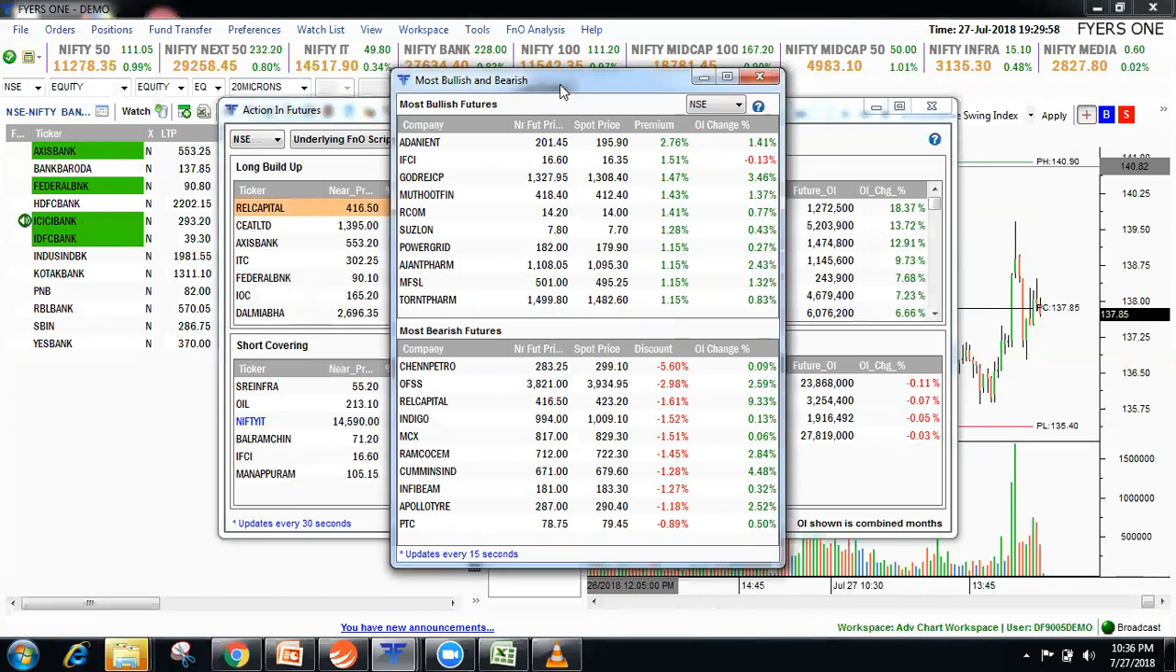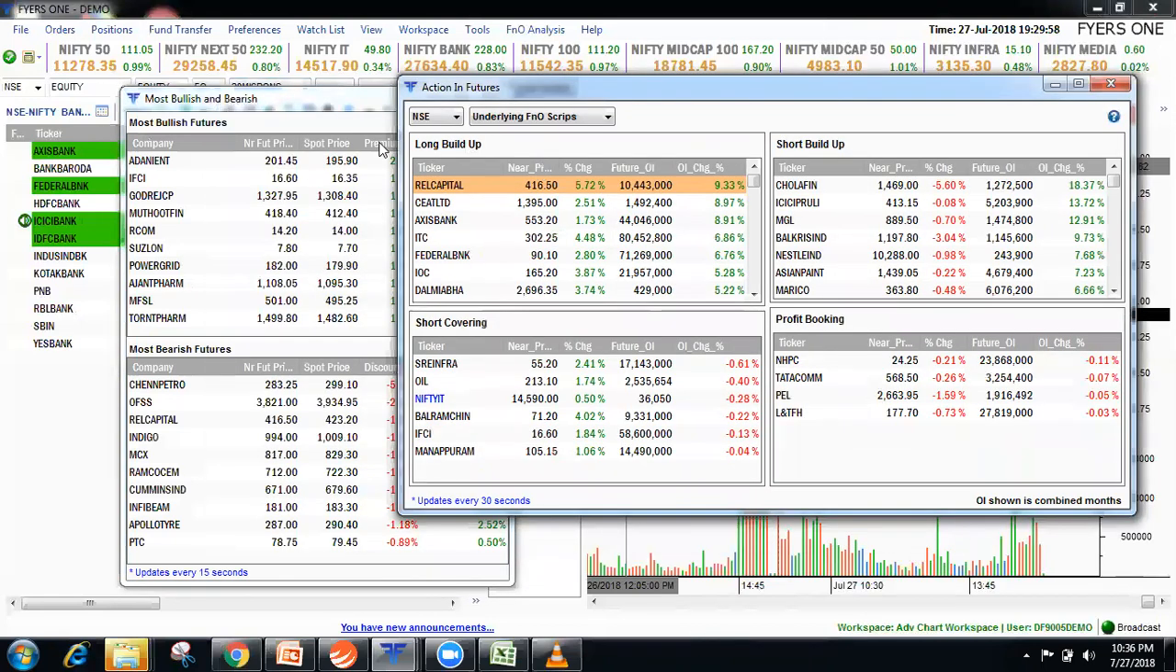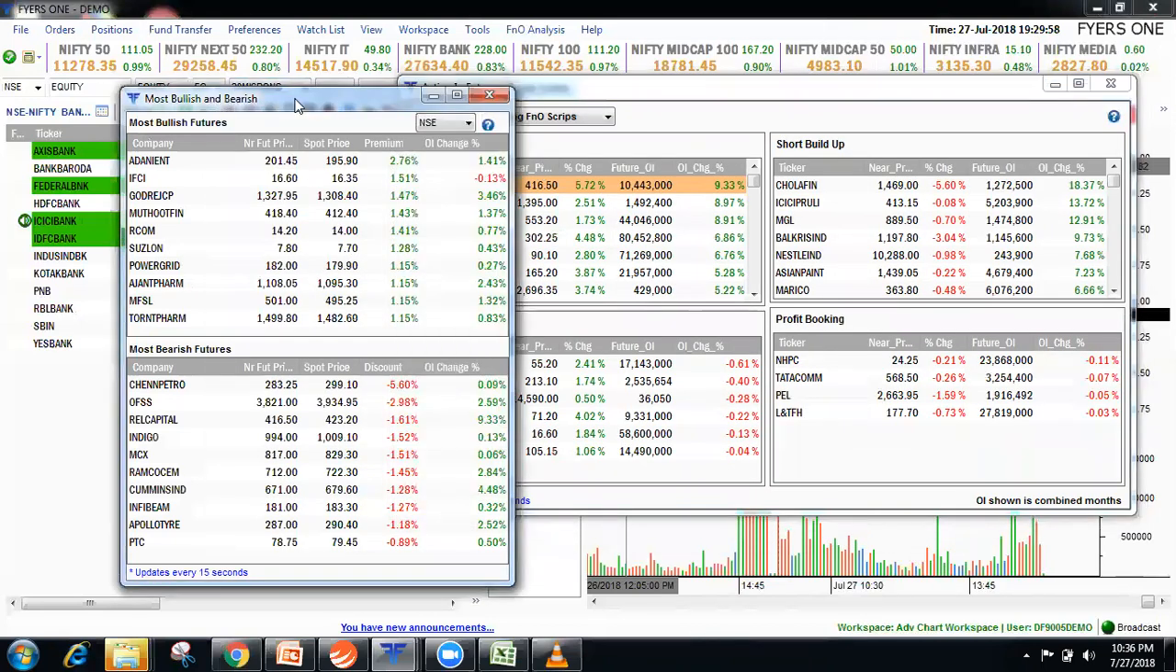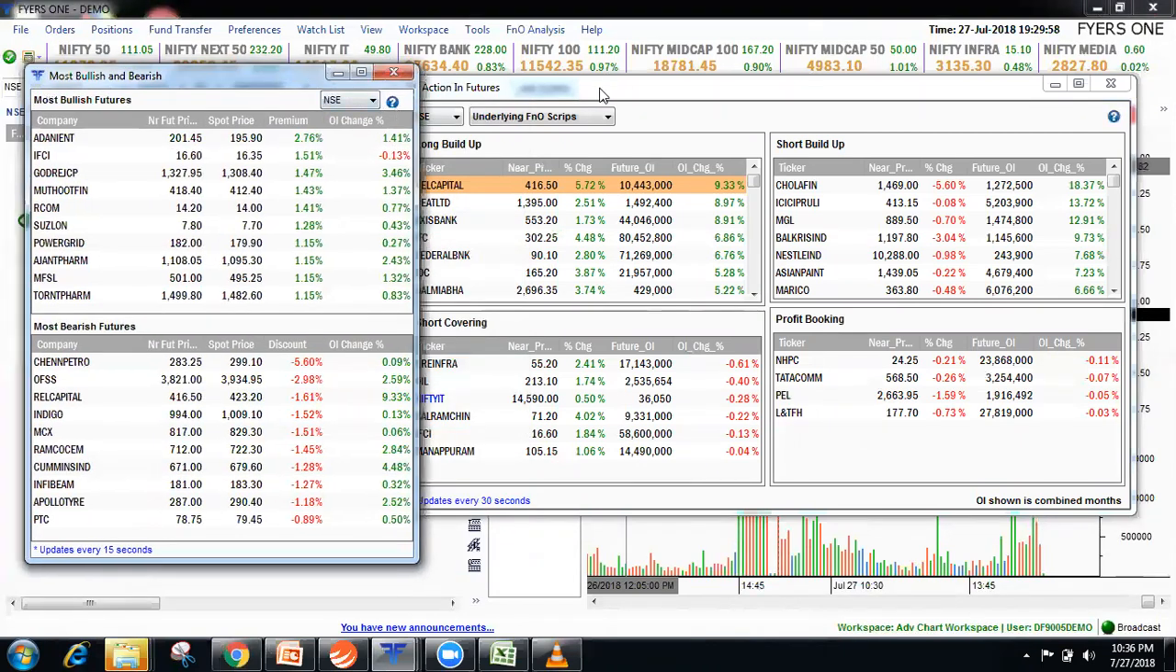If anyone wants to develop a strategy, they can develop it based on these two things also, most bullish and most bearish. I also found this very good, but I'm not using it. You can develop a strategy based on where the long is getting built up, where the short is getting built up, and the most bullish shares. All these are coming at the moment.